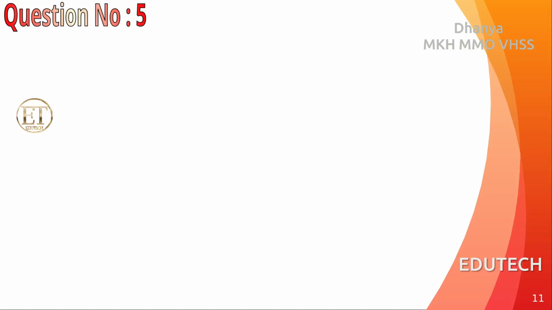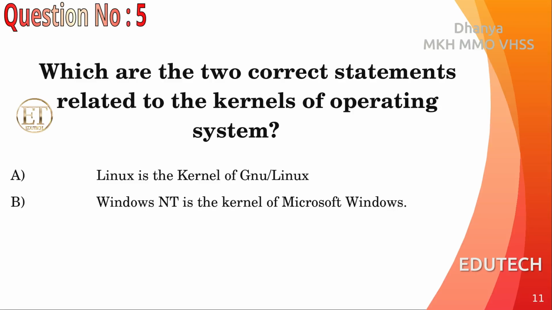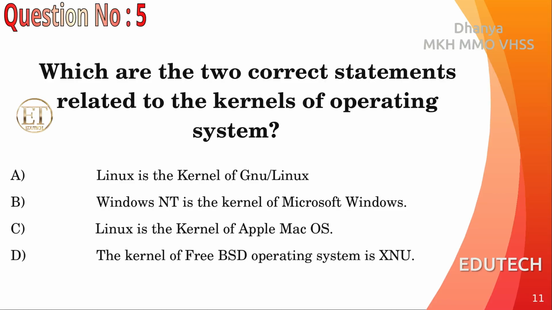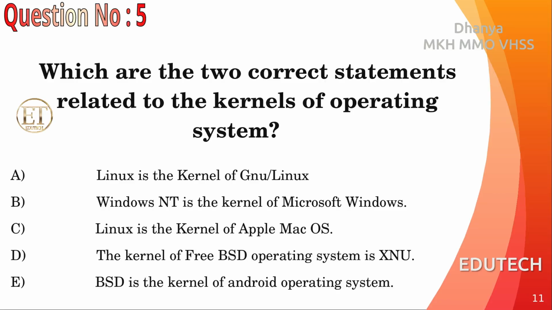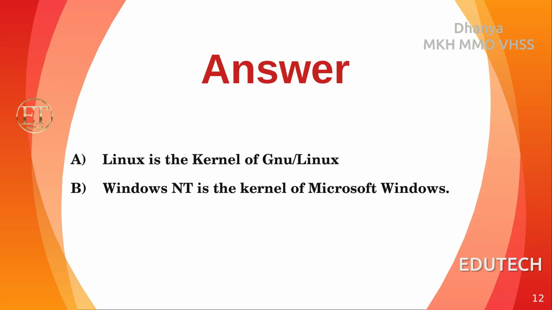Okay, next question. Question number 5. Which are the 2 correct statements related to the kernels of operating system? A. Linux is the kernel of GNU Linux. B. Windows NT is the kernel of Microsoft Windows. C. Linux is the kernel of Apple Mac OS. D. The kernel of FreeBSD operating system is XNU. E. BSD is the kernel of Android operating system. Okay, the answer: A. Linux is the kernel of GNU Linux. B. Windows NT is the kernel of Microsoft Windows.